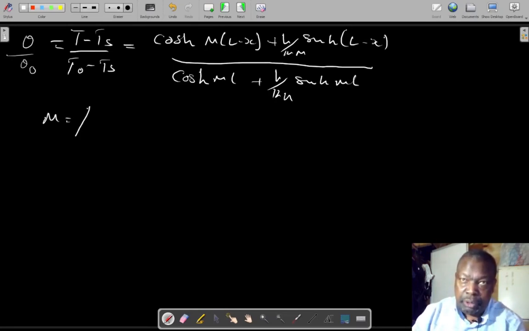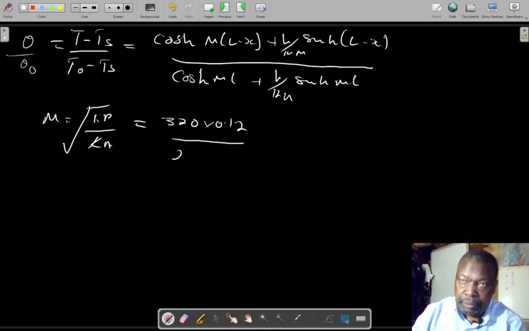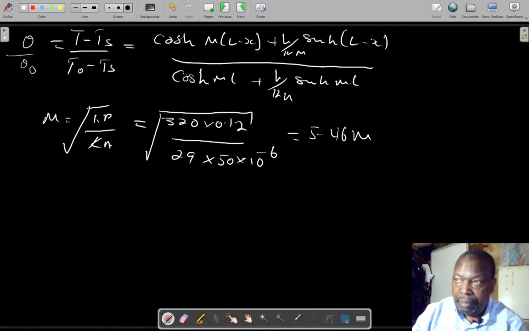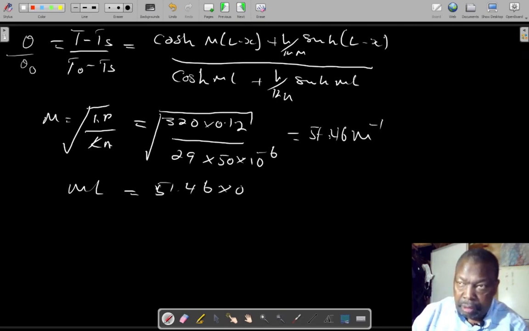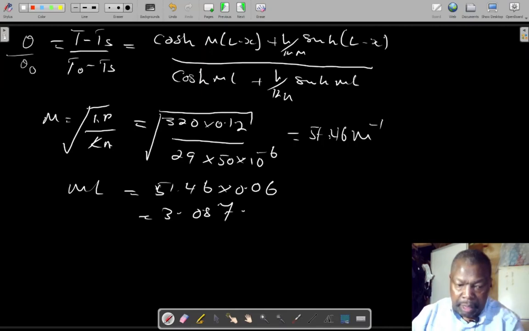And we know that m is equals to the square root of hp over kA, so that is equals to square root of 320 times 0.12 divided by 29 times 50 times 10 to the power of negative 6, and this is 51.46 per meter, such that ml is equals to 51.46 times 0.06, that is 3.087.